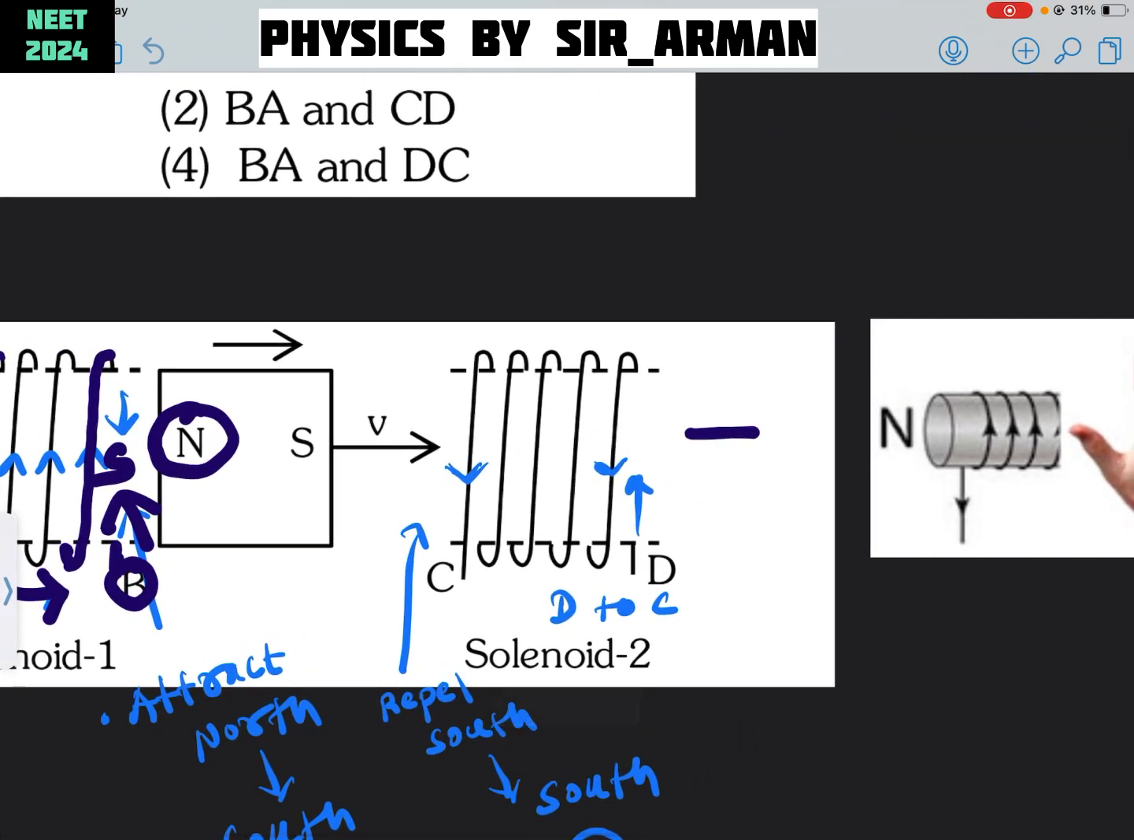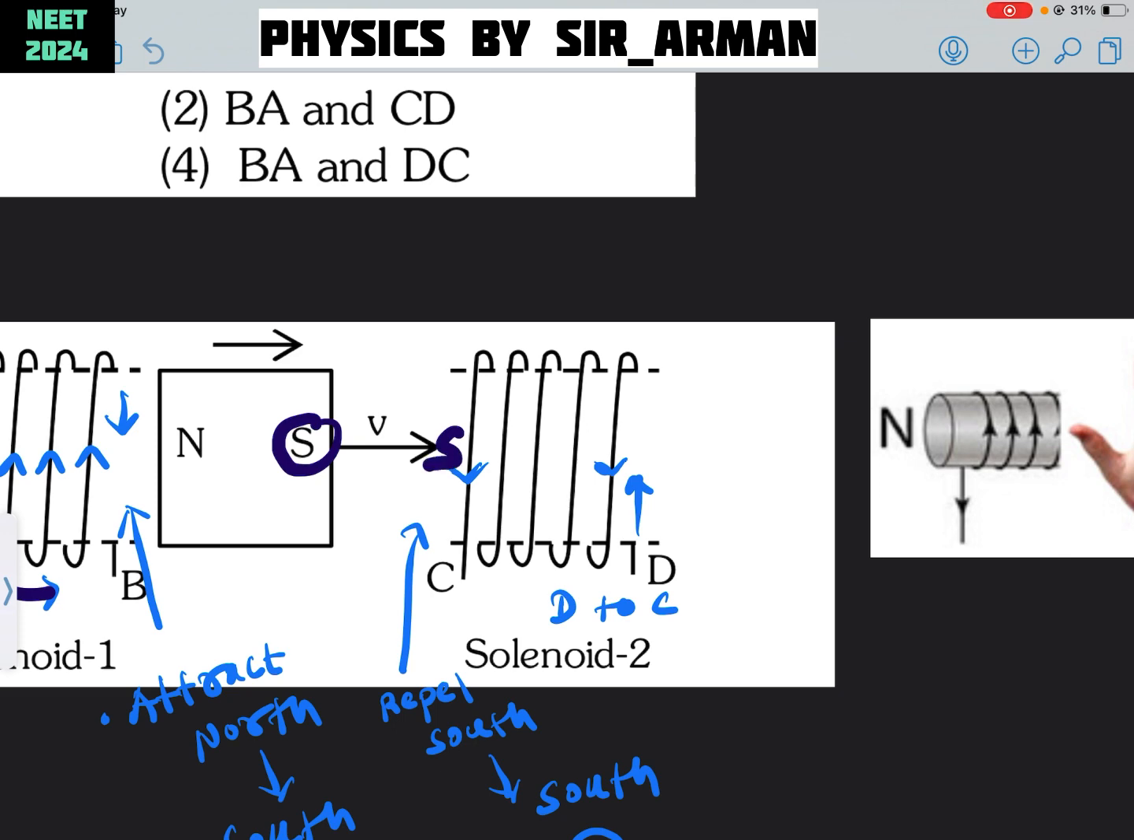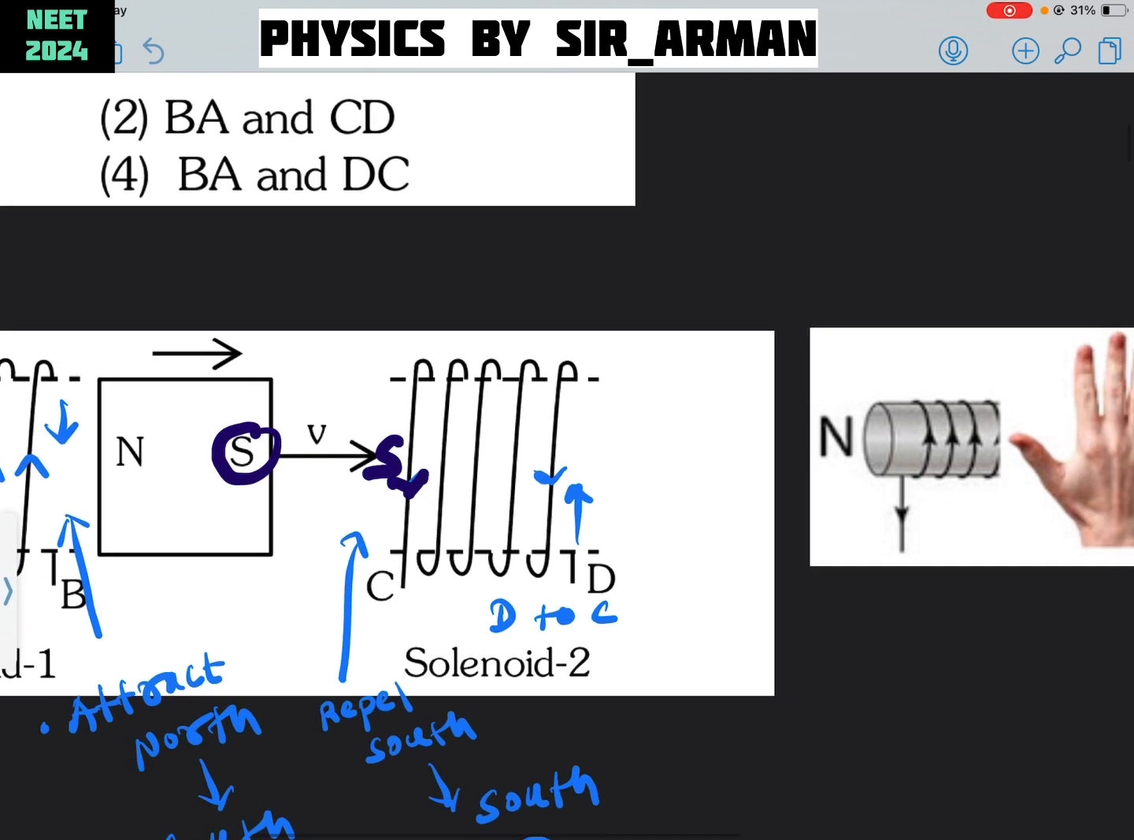And if we think about the second solenoid, what is happening there? The south pole is coming towards it. So the loop will try to oppose that change in flux by creating a south pole here. Now to create a south pole here, the direction of the current should be clockwise on this side, and on the other side it should be anti-clockwise.